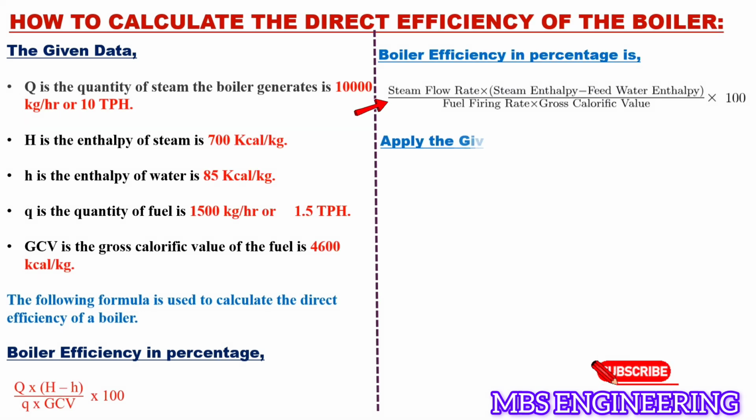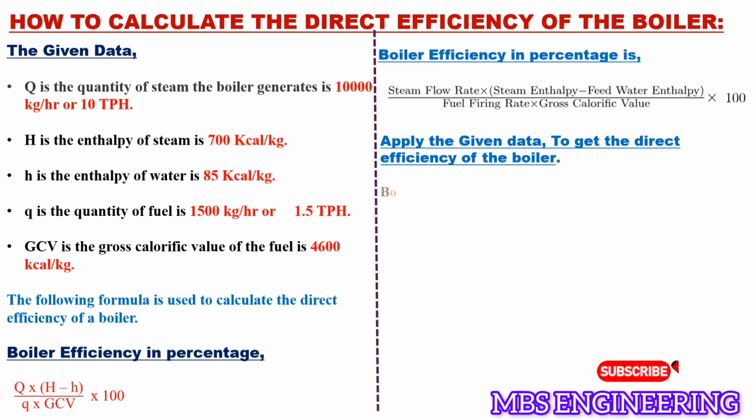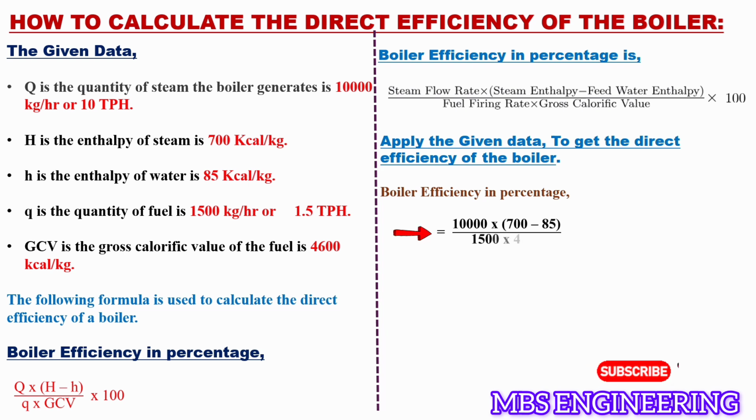Apply the given data to get the direct efficiency of the boiler. Boiler efficiency in percentage: 10,000 into 700 minus 85 into 100, and then the obtained value is divided by 1500 into 4600.